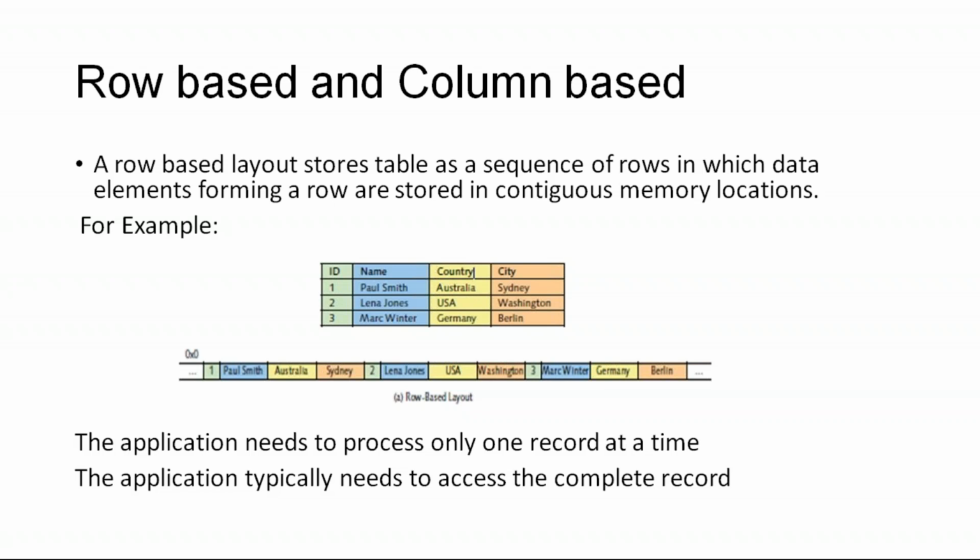So what is the difference? For our understanding, I have taken an example to explain here. You have data of ID, name, country, city. When you place it row based, the first row of data will get placed, then the second row, and then the third row. That means row by row the data will get aligned. So row by row the data will get placed in the database. That is row-based data.